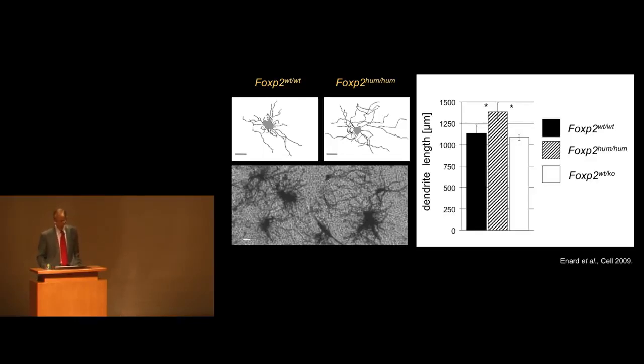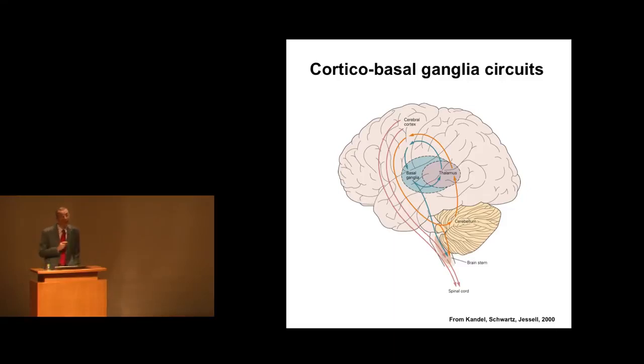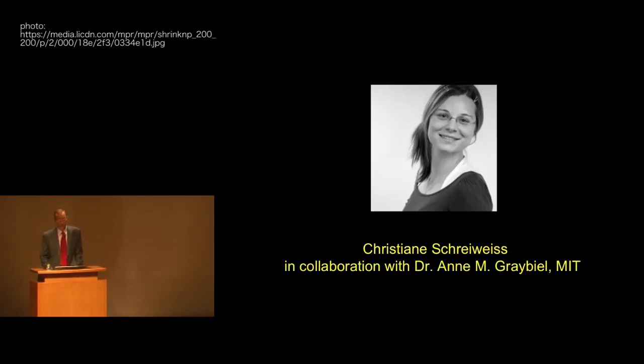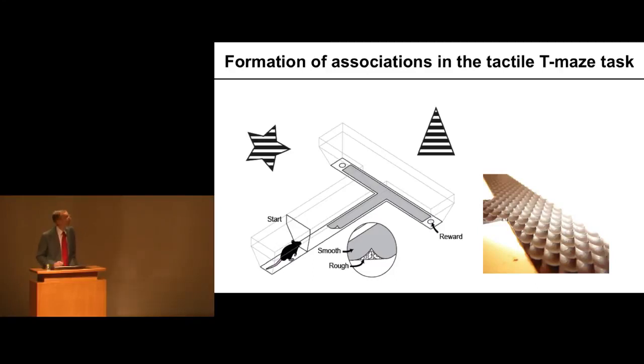And these changes are then particularly prevalent in parts of the brain that we call the corticobasal ganglia circuits, which are connections between basal ganglia and the cortex and the brainstem that have to do particularly with motor learning in humans. So you then have a model where you can start studying this, and this is work by a previous graduate student in our group, Christiane Schreiweis, who worked with Ann Graybiel at MIT with these mice and studied motor learning.